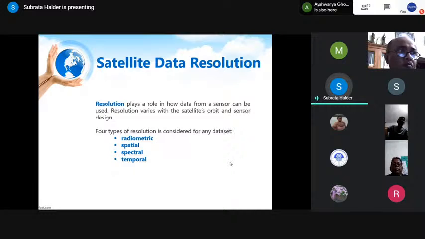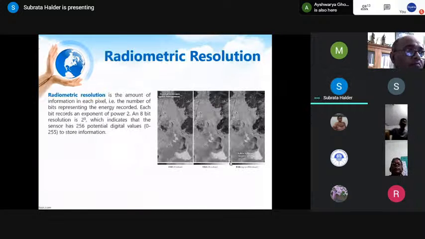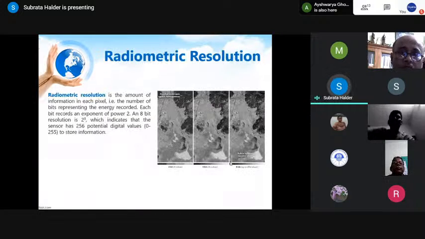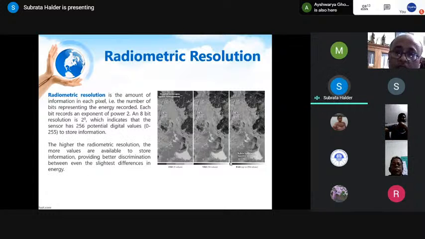Four types of resolution are considered for any data set collected from a satellite. That is, one is radiometric, another is spatial, another is spectral, and temporal. Radiometric resolution is the amount of information in each pixel, that is, the number of bits representing the energy recorded. Each bit records an exponent of power 2, and 8-bit resolution is 2 to the power 8, which indicates that the sensor has 256 potential digital values to store information, that is 0 to 255.